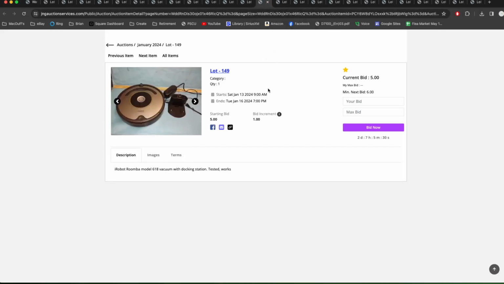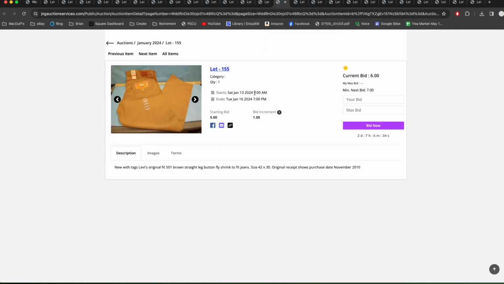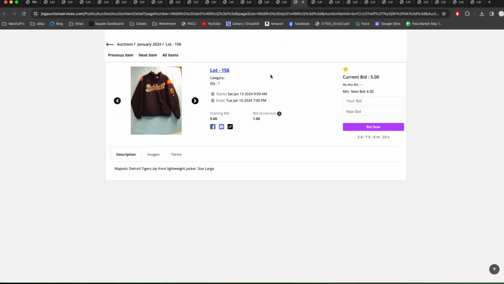Here's a Roomba 618. I'm hoping to be able to sell this. I may just part it out for the different parts that are in there. Here's, it says that these are brown 501 jeans, but they look kind of yellow or gold to me. It could just be the lighting or something like that. But either way, 501 straight leg, button fly. They usually go for $50 or so, especially since they're new. And here's a Detroit Tigers zip front jacket.